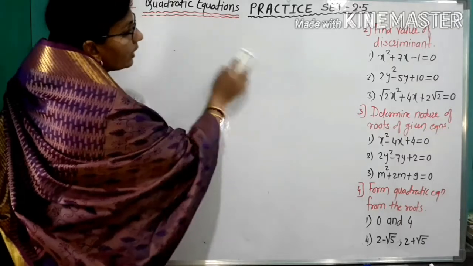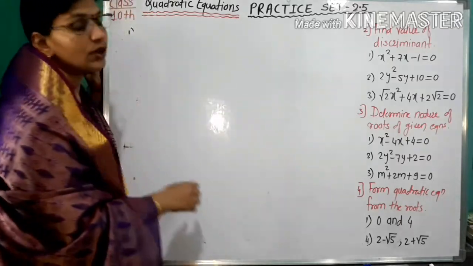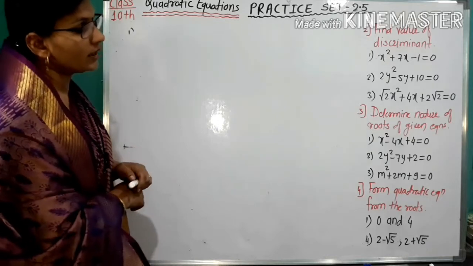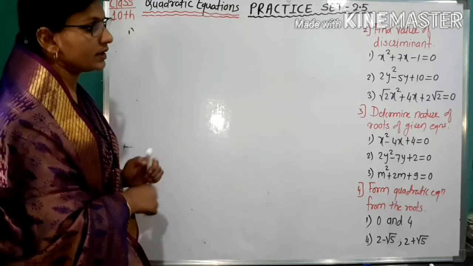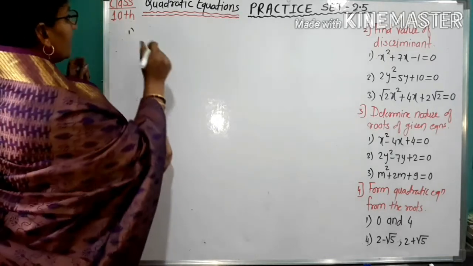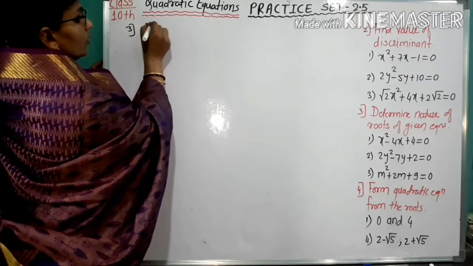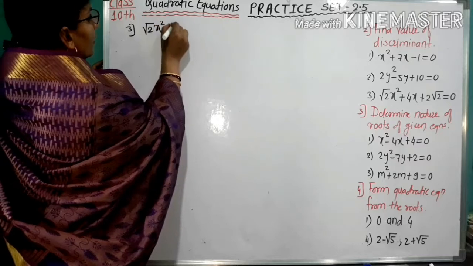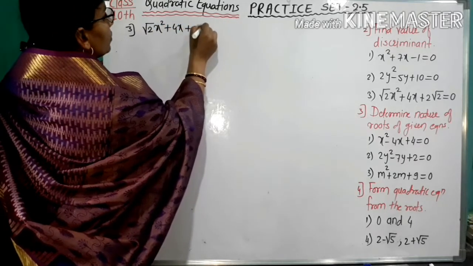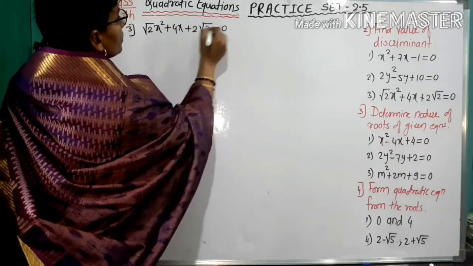Then see example number 2, 2y square minus 5y plus 10 equal to 0. In this example, a equal to 2, b equal to minus 5 and c equal to 10. You can solve this example. Here, take example number 3. That is root 2 x square plus 4x plus 2 root 2 equal to 0.